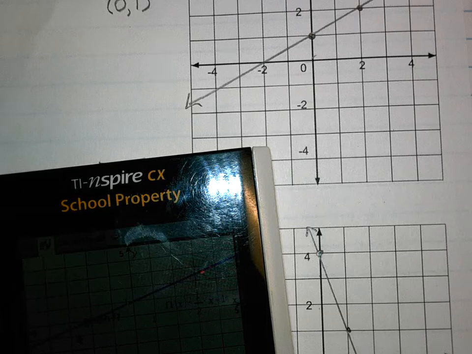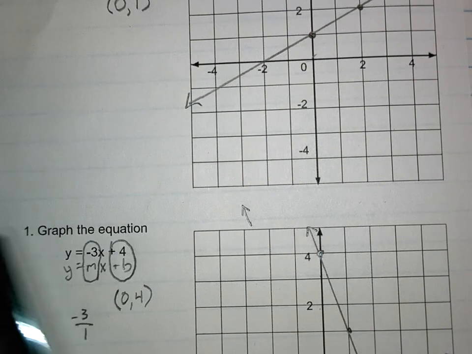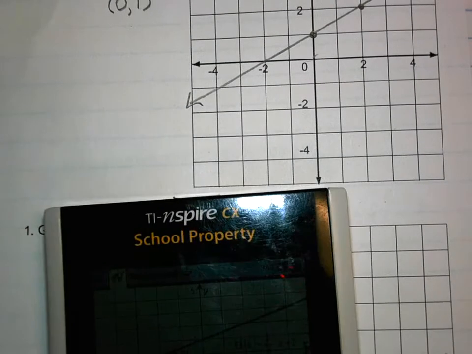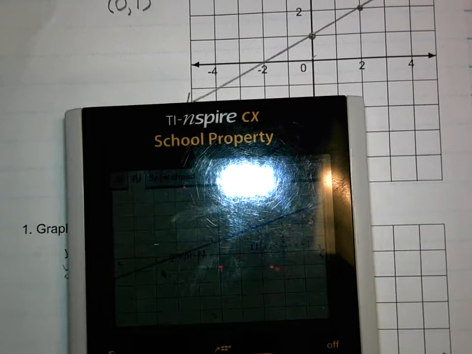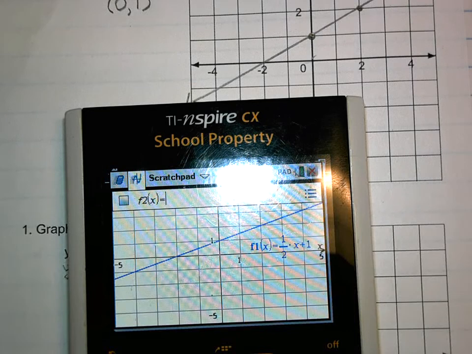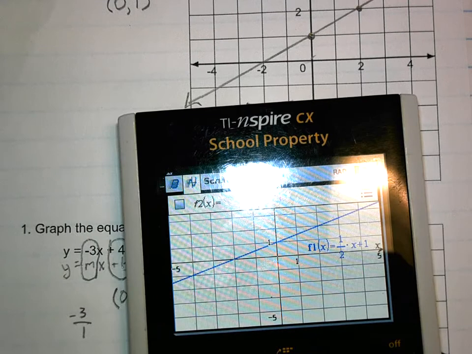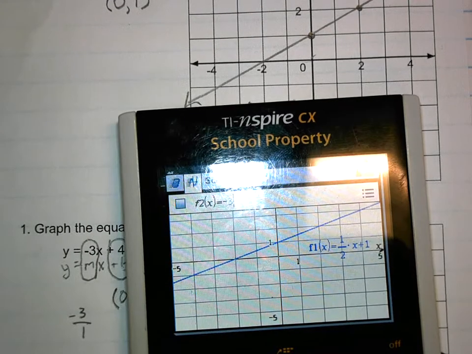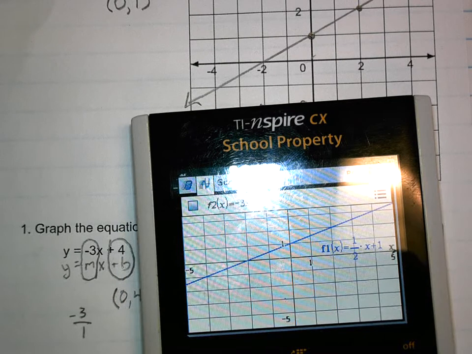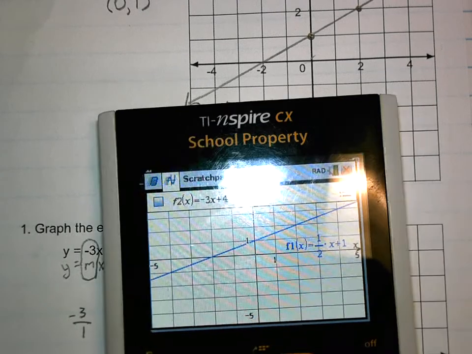Right now what I want you to do is graph both of them, the second equation, even though they both say number 1. So how do I start with that? You clear this? No, just hit tab. Tab allows you to put in another line. Do you have to put the negative 3x in parentheses? Nope. Negative 3x plus 4, Enter.